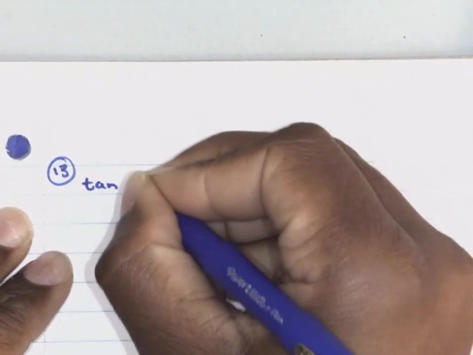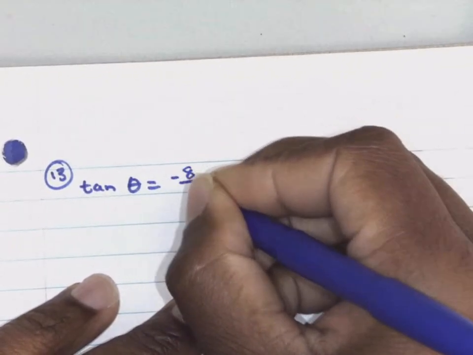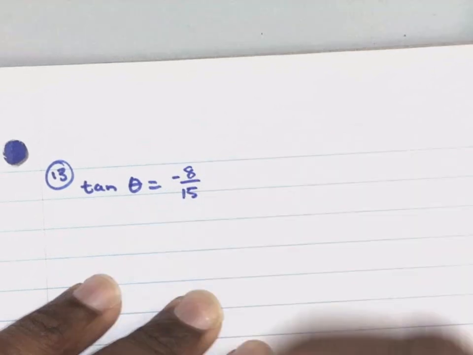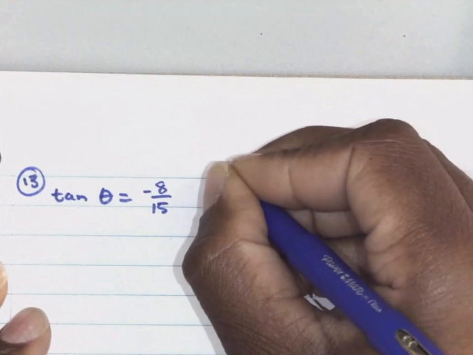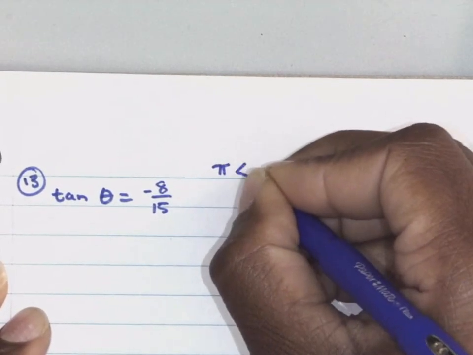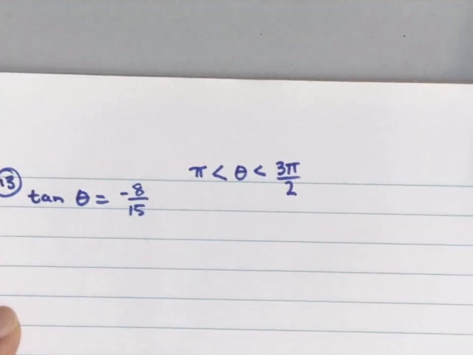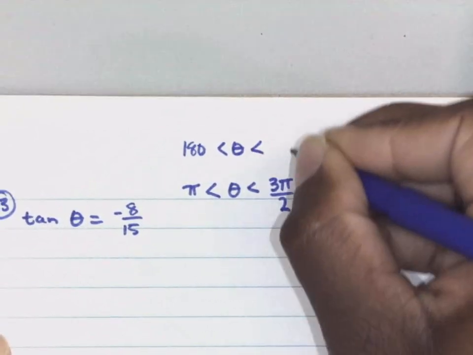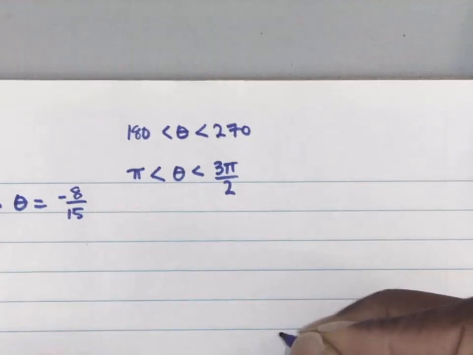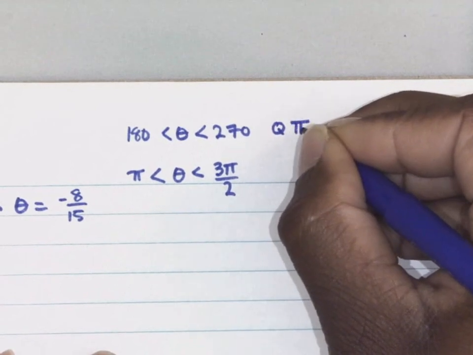And we're given tangent of the angle theta is in an interval. And it says the interval is between pi and 3 pi over 2. Okay, so this is 180. 3 pi over 2 is 270. So that lets us know that the whole angle will be in quadrant 3.